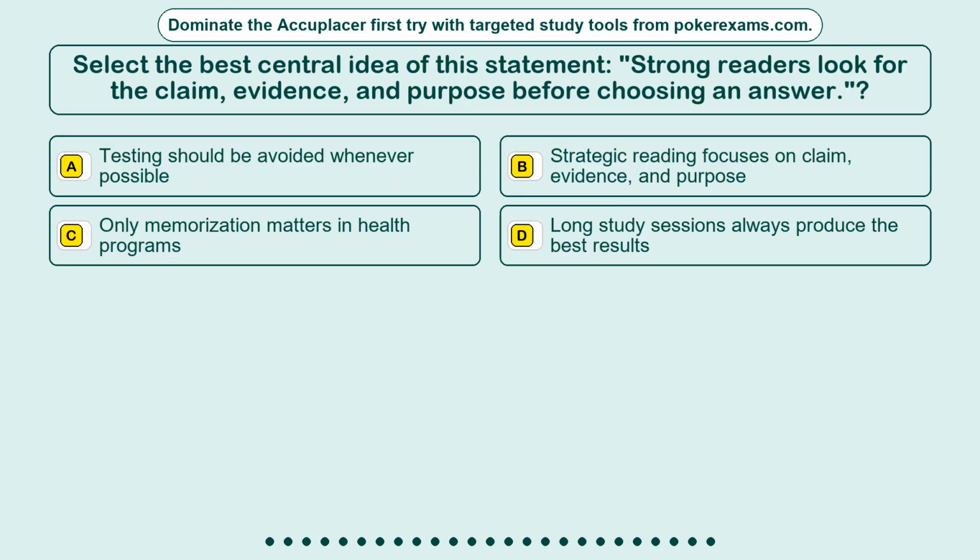Question 13. Select the best central idea of this statement. Strong readers look for the claim, evidence, and purpose before choosing an answer. Option A. Testing should be avoided whenever possible. Option B. Strategic reading focuses on claim, evidence, and purpose. Option C. Only memorization matters in health programs. Option D. Long study sessions always produce the best results.